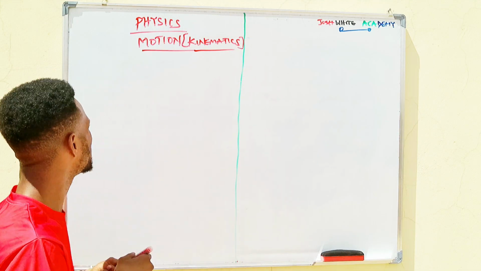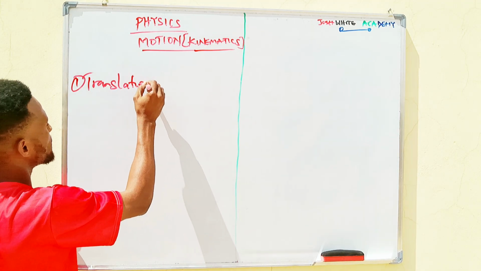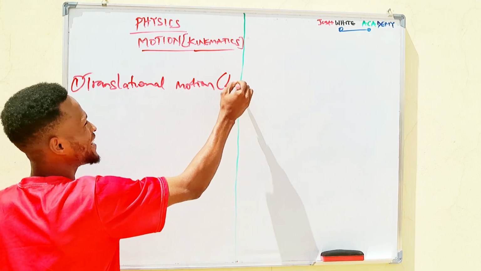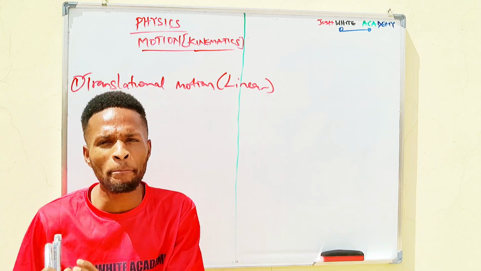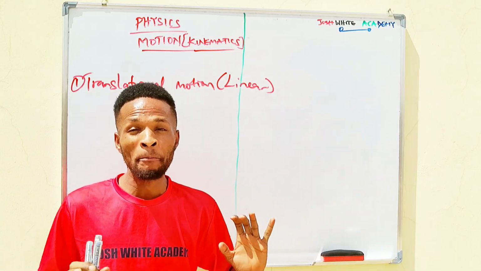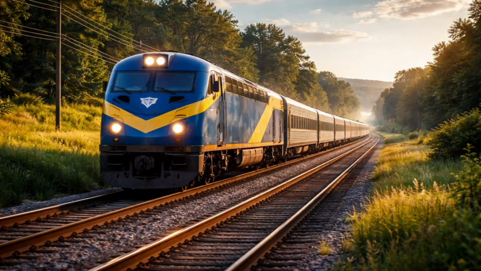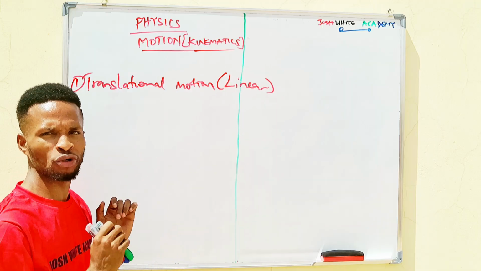The first type of motion, we call it the translational motion. Some may call it linear motion. This is the type of motion where a body moves from a particular point to another particular point, most times in a straight line. Like, for instance, the movement of a train in a railway, or the movement of a car from a particular position to another different position. These are translational motion or linear motion.